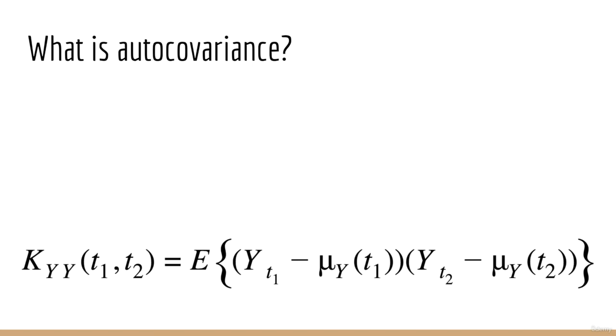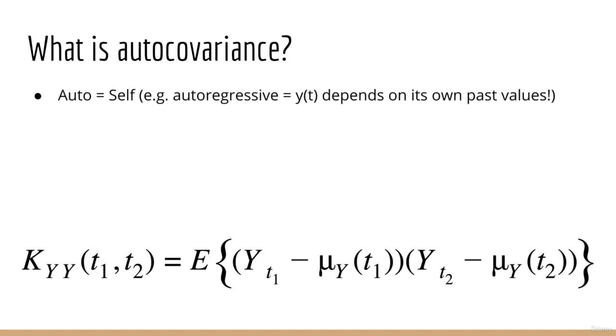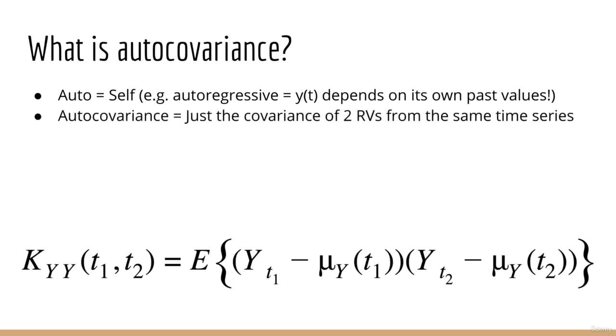First of all, what is autocovariance? Well, auto means self. We've seen this plenty of times, autoregressive model, autoencoder, and so on. The autocovariance between y at t1 and y at t2 is really just the covariance between y at t1 and y at t2. The auto part really just means that y at t1 and y at t2 come from the same time series. Again, this is just the covariance.